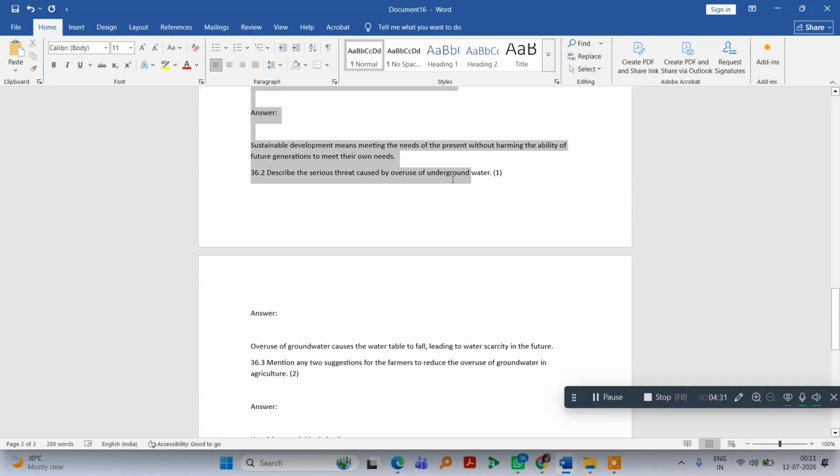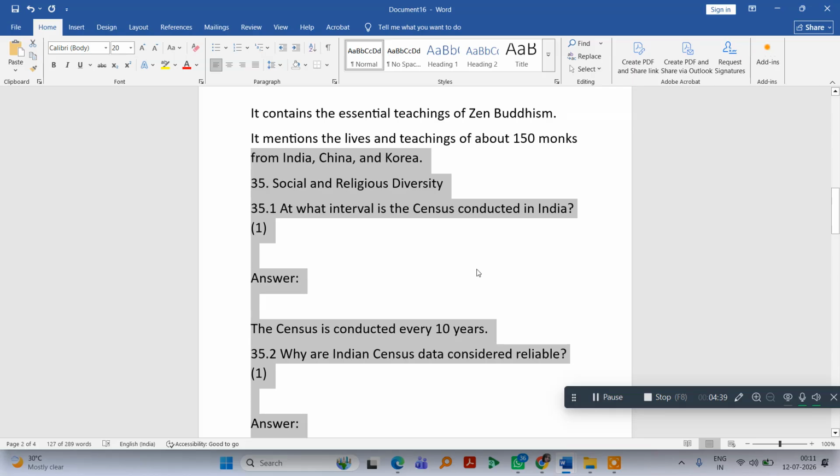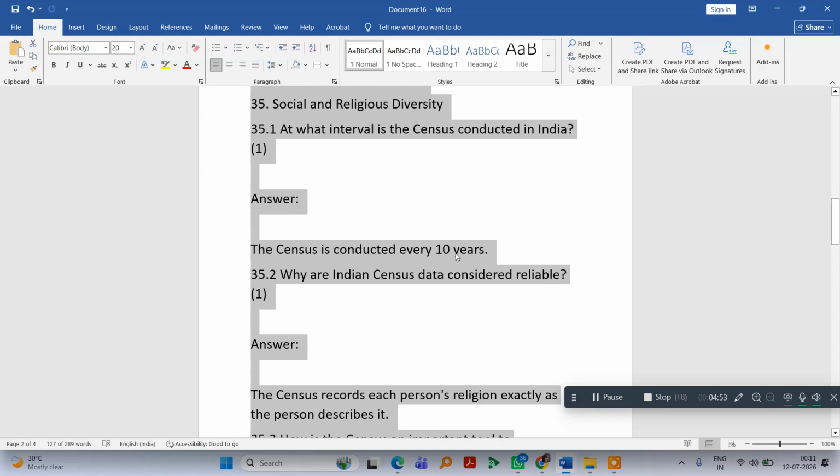It is quite similar to a comprehension passage. I will be discussing the answers with you now. These are the answers of the passage pertaining to social and religious diversity. At what interval is the census conducted in India? The census is conducted after 10 years. 35.2. Why are Indian census data considered reliable?